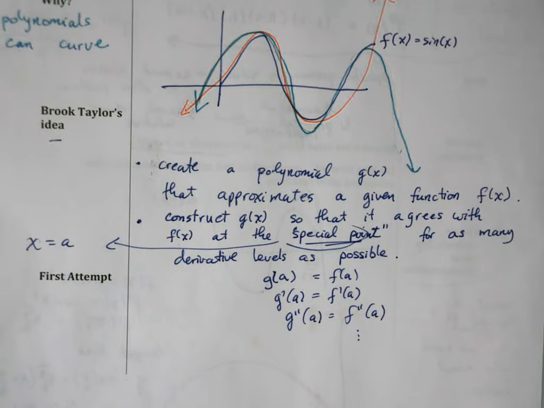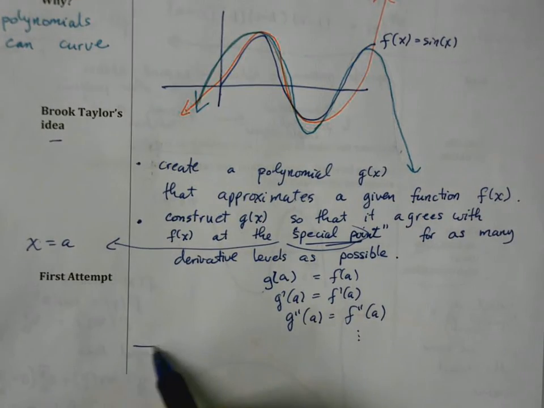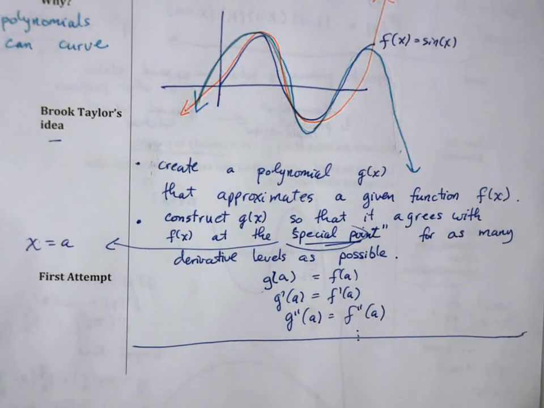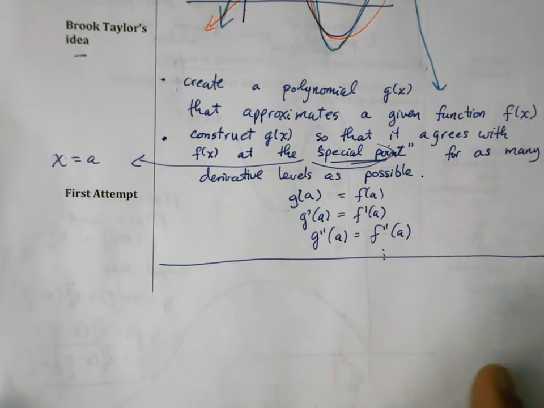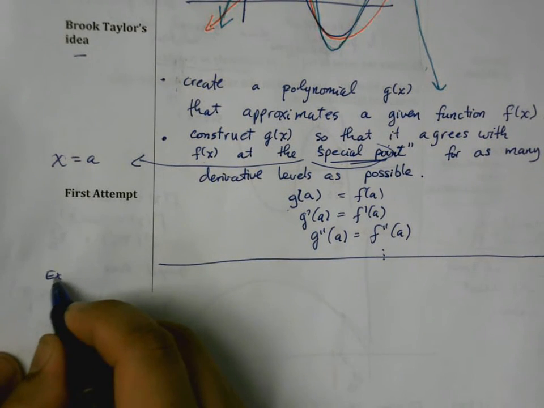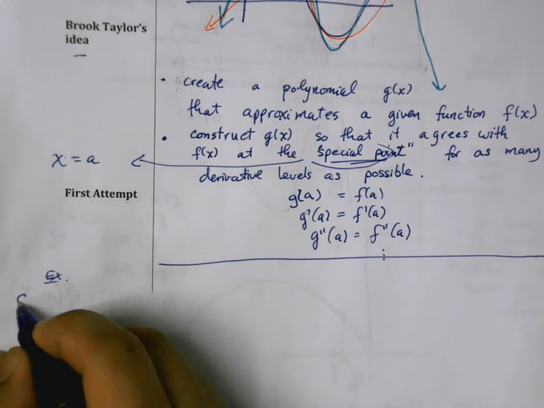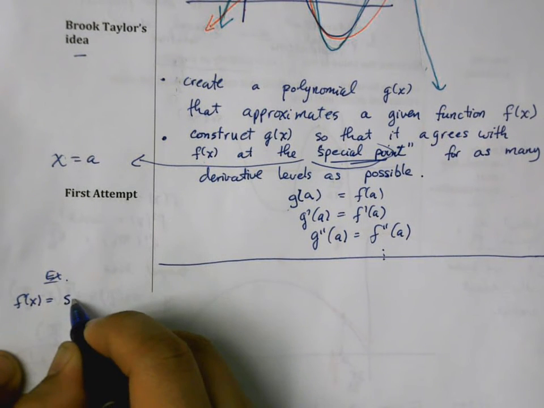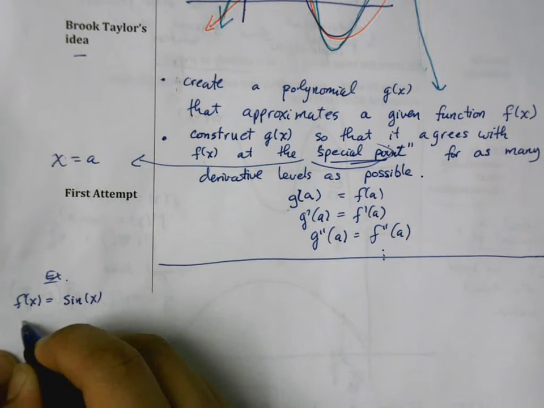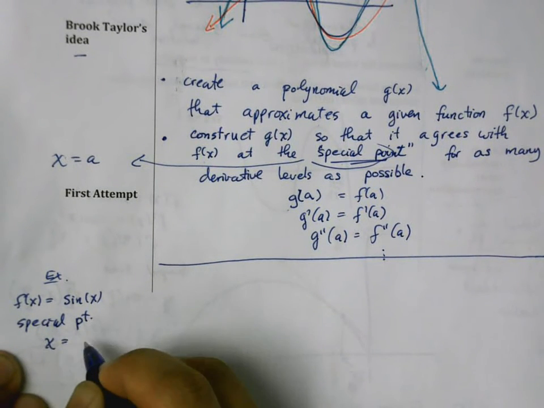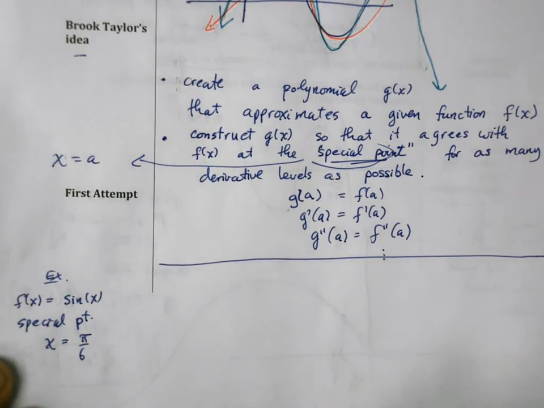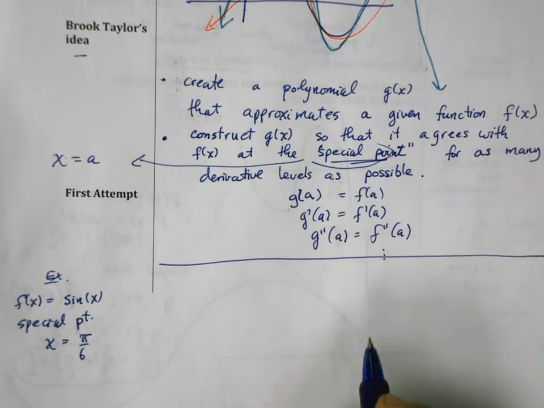Okay, so let's take a look at how this would work in our example. It's going to take us several attempts, just like it probably took Brook Taylor several attempts or more to figure out how this works. So remember our example: f of x equals sine of x, and the special point was x equals pi over 6. Okay, that was our example that we used in the last video.